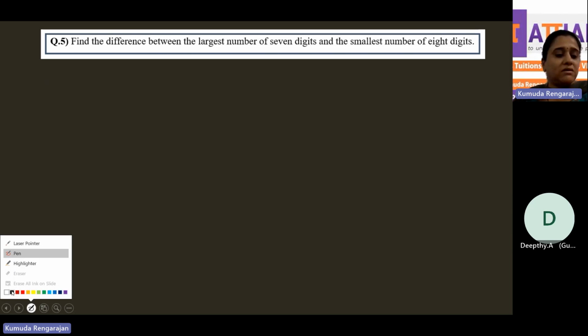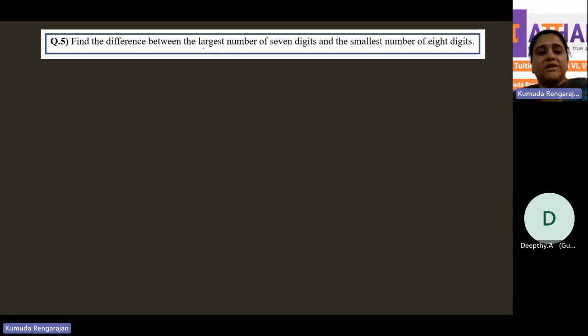Now, Deepthi, tell me which is greater? Is the largest number of 7 digits greater than the smallest number of 8 digits? Which one is greater here, Deepthi? The smallest number of 8 digits is greater than the largest number of 7 digits because this one has 8 digits. This one has only 7 digits. Yes. You should find the difference. Which one should you write first? The bigger number you should write first.